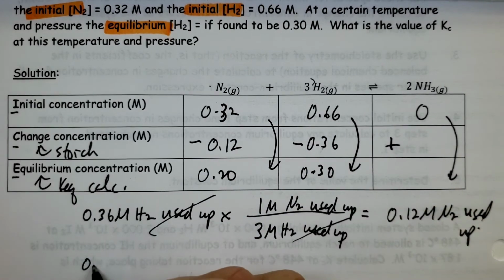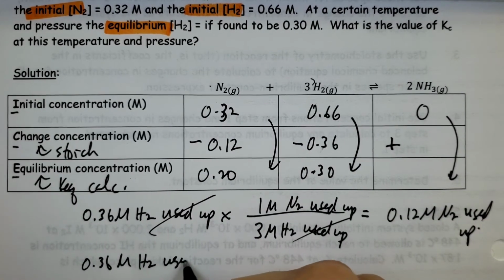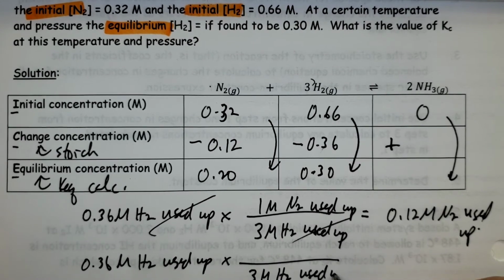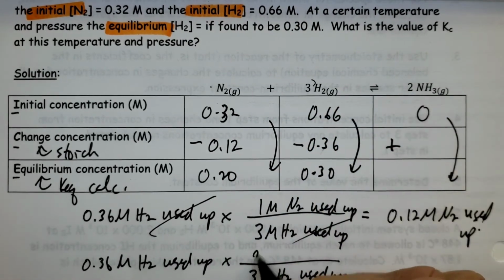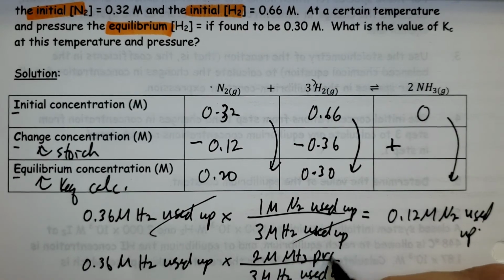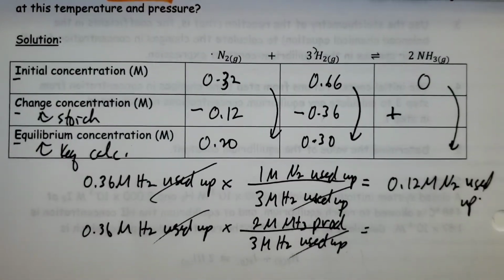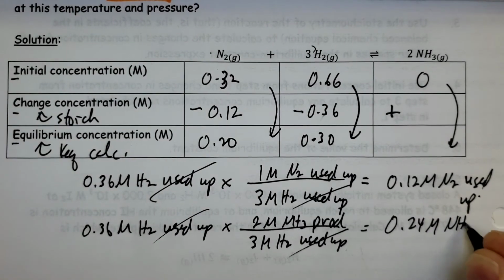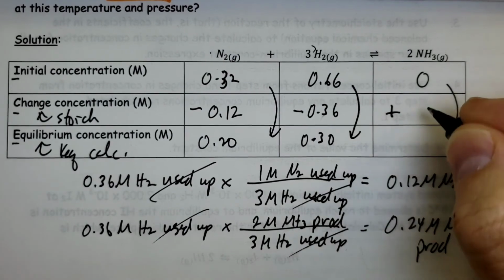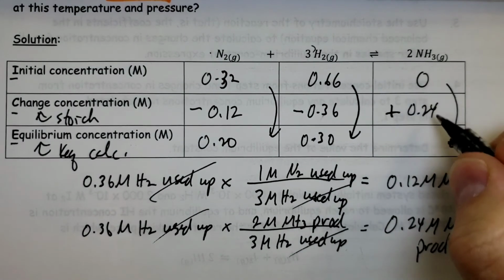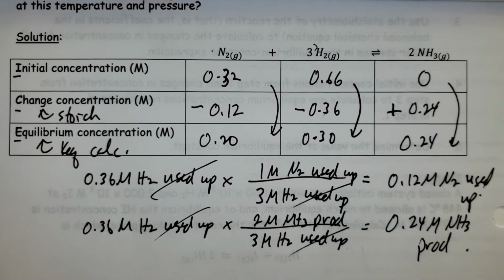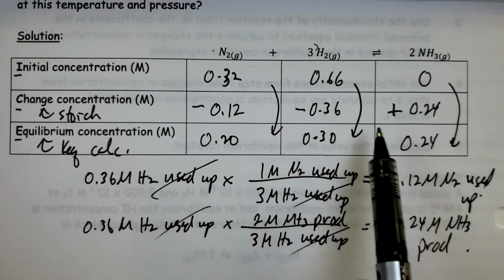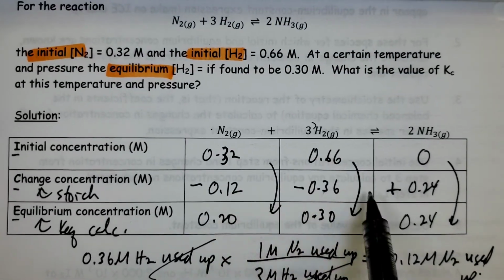Now do the same thing here. 0.36 molar H2 used up. And for every 3 molars of H2 used up, I produce 2 molar of ammonia. Of course, so there we go. So we have it set up. 0.36 times 2 divided by 3, 0.24 molar of ammonia produced. So if originally I had 0, add 0.24, I got 0.24. That's it. That's the tricky part. It's just filling in that ICE chart. But again, you'll be given an initial and final amount of one item. All you have to do is figure out the change and then use that change in the stoich.